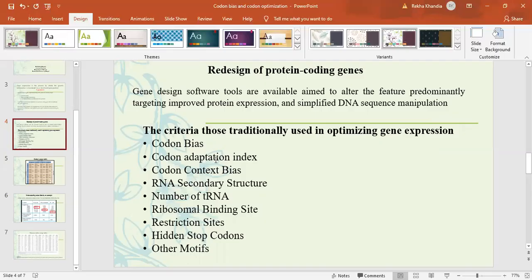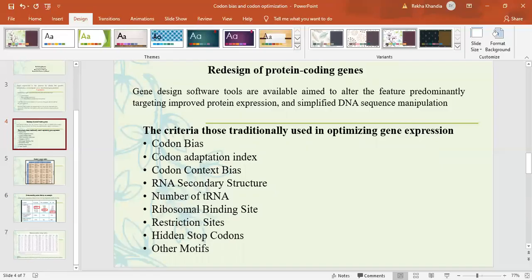So in synthetic biology, the DNA sequence is manipulated in such a way that it leads to maximum protein expression. The criteria taken into consideration for optimizing gene expression are codon bias, the first thing which we have already learned in previous slides, then codon adaptation index, codon context bias, RNA secondary structure, number of tRNA, ribosomal binding site, restriction site, hidden stop codons, and other motifs.